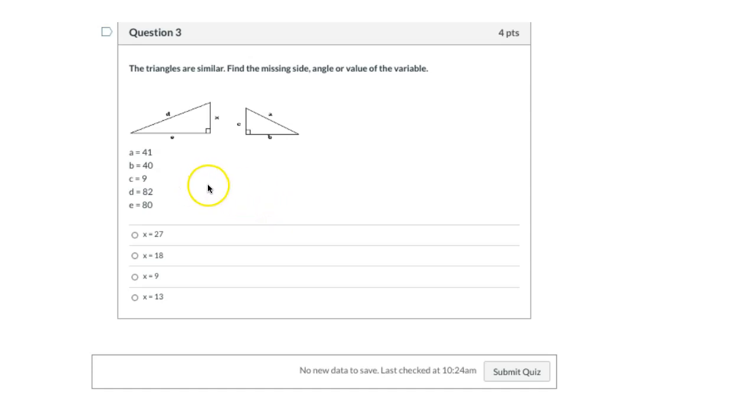So what you want to do is, of course, replace your numbers in the correct place. So we would place, let's say, 41 here, 40 here, and then 9 here, and then we would have 82 and 80. So the way that you can solve for x here, that's the one we don't know, is since we know everything else, we can take this over this, this over this, and then set it equal to this over this. And then you would solve for x that way.